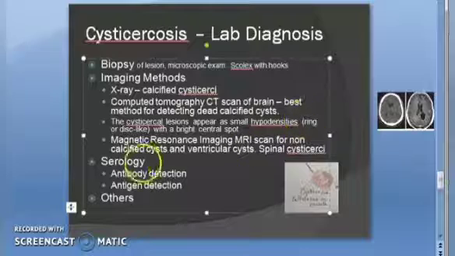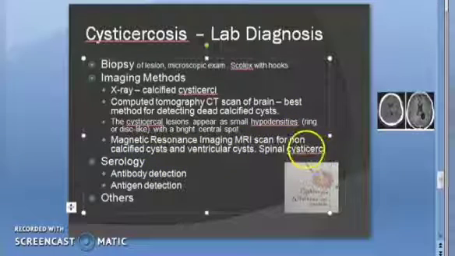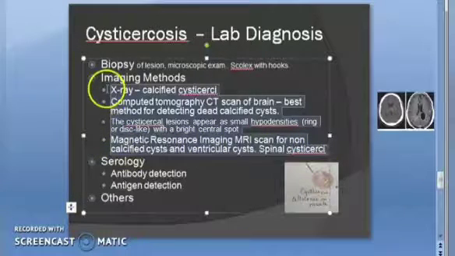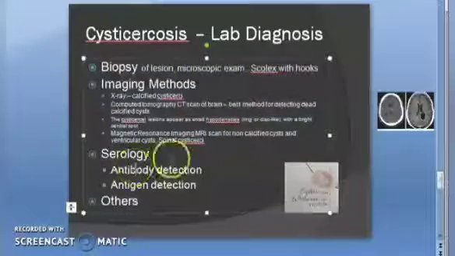You can scan for non-calcified cysts, ventricular cysts, and also for spinal cysticerci. Okay, so we are done with imaging now. Let's move on to serology.